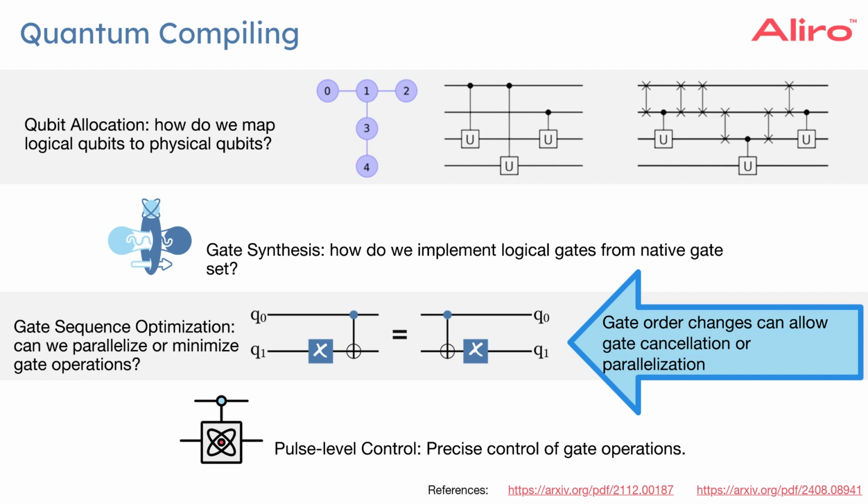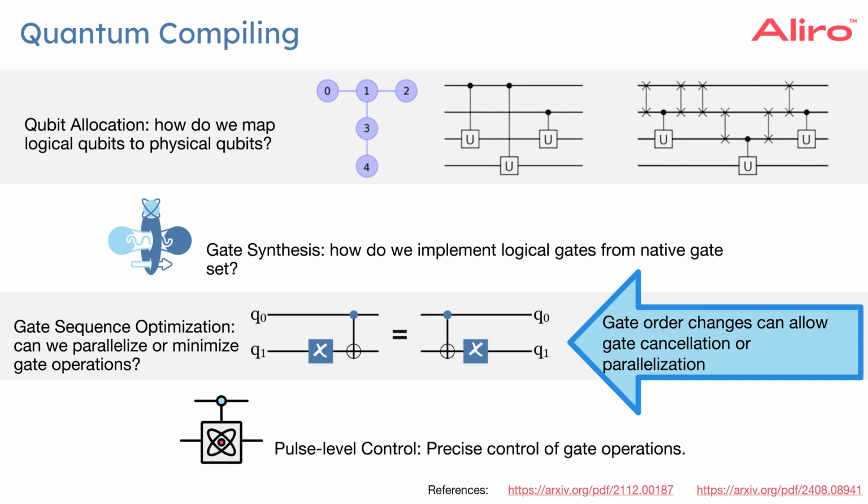Another related problem is gate synthesis. How do we implement our logical gates in our abstract computation and map them onto the native gates available on our hardware? This is usually a fairly straightforward process because the mapping is known a priori.